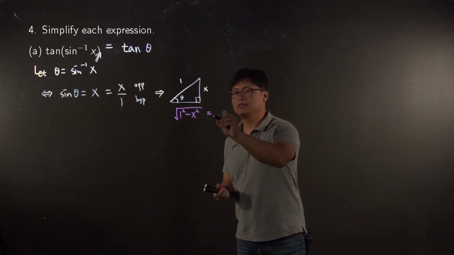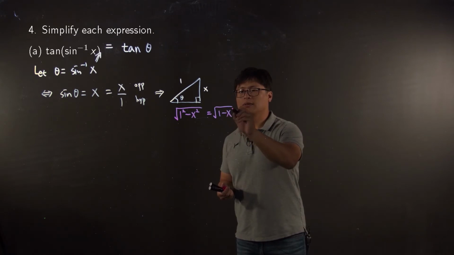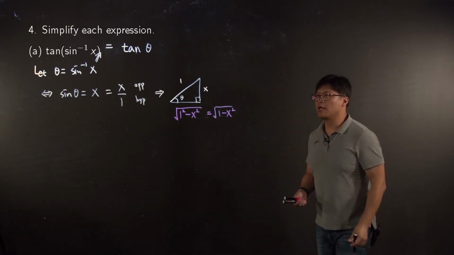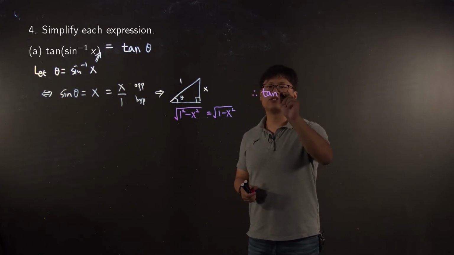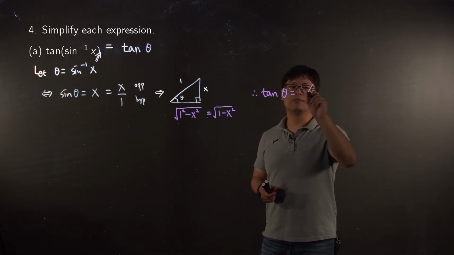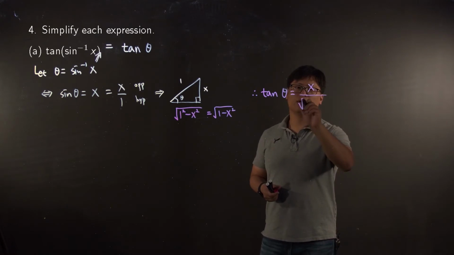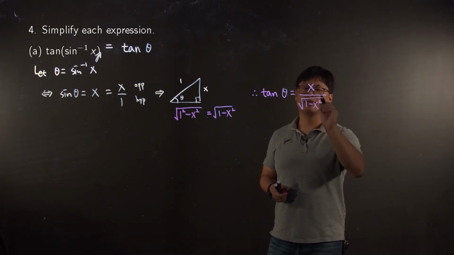Which is, that's it. So from this triangle, we can easily find tangent theta, right? So my tangent theta of this triangle is equal to opposite over adjacent, right? That's it.